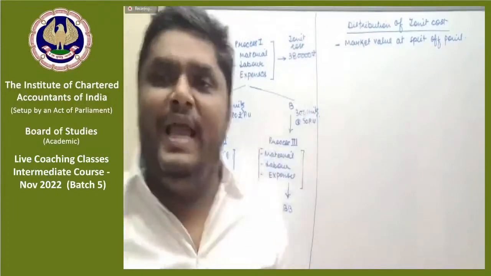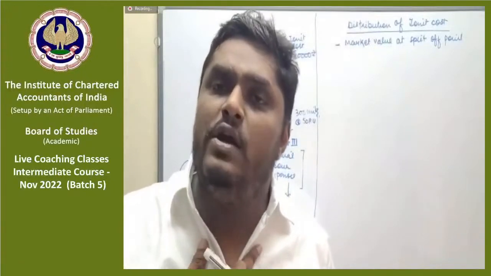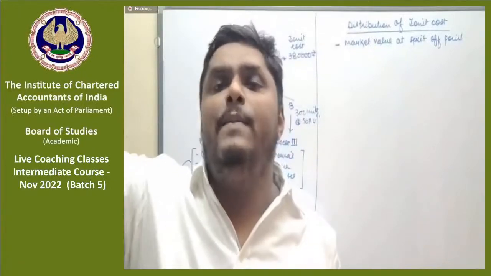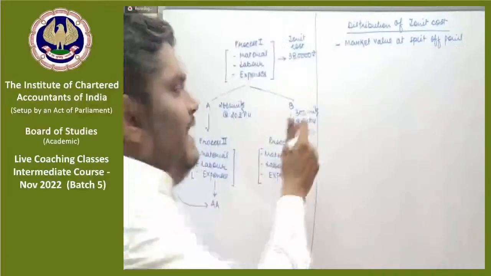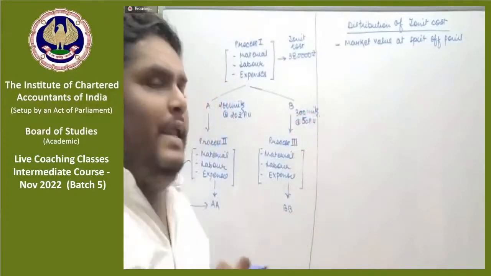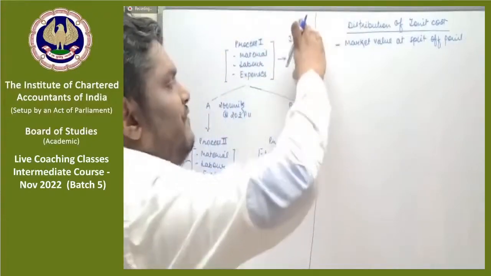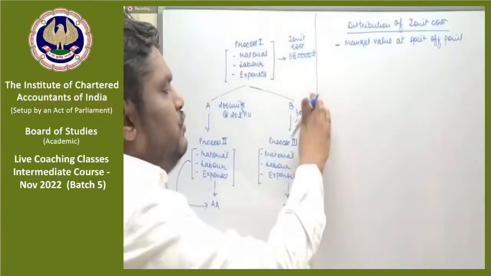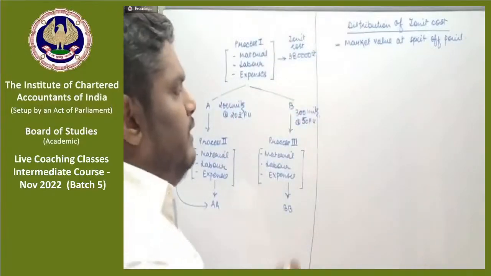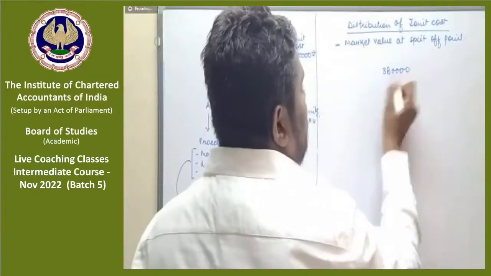Now, very simple, guys. We have an active market of A and B. If we are not selling, some people are selling product A and B in the market. So we can easily get the market value of A and B. So herein in this case, the best approach is to distribute this joint cost of 3,80,000 in the ratio of market value at split off point. So herein my joint cost is 3,80,000.